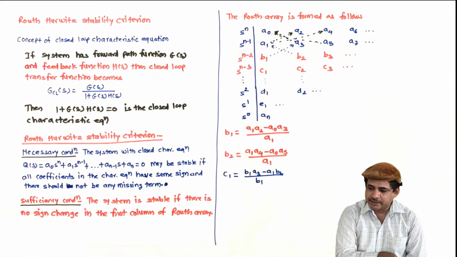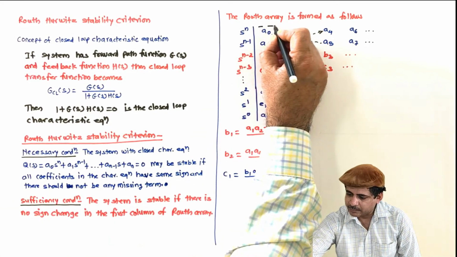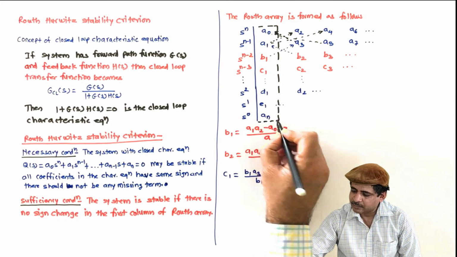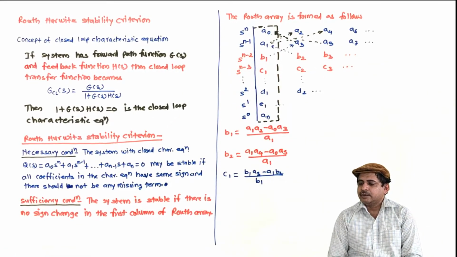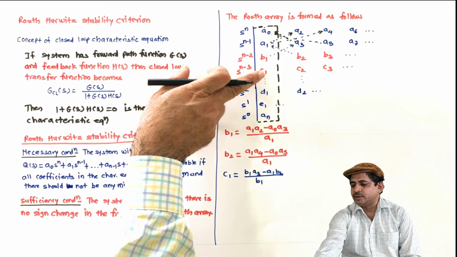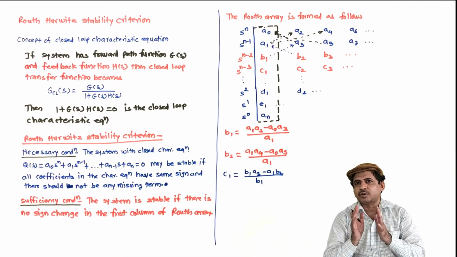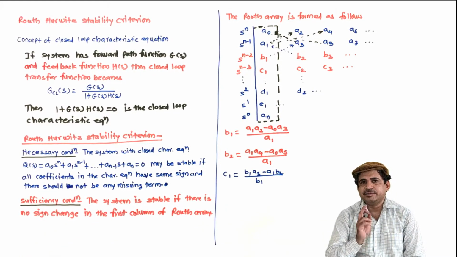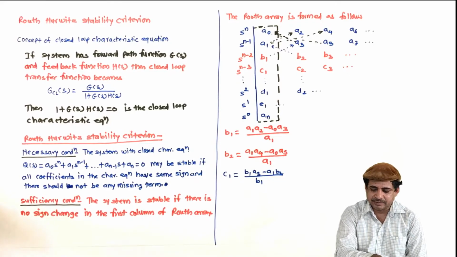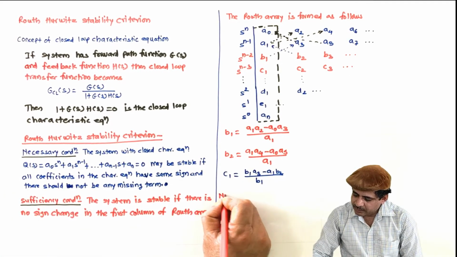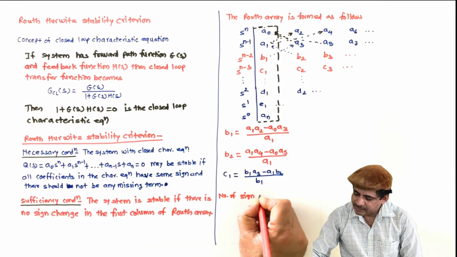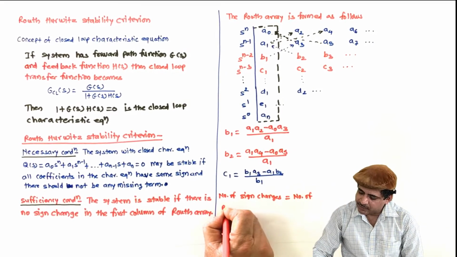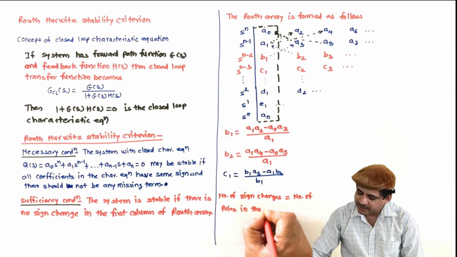So this is the first column of the Routh array. This A0, A1, B1, C1, and so on up to D1, E1, an forms the first column of the Routh array. So this should not have any sign change. And if there is a sign change, then the system is unstable, and the number of sign changes is equal to the number of poles in the right half of the S-plane.